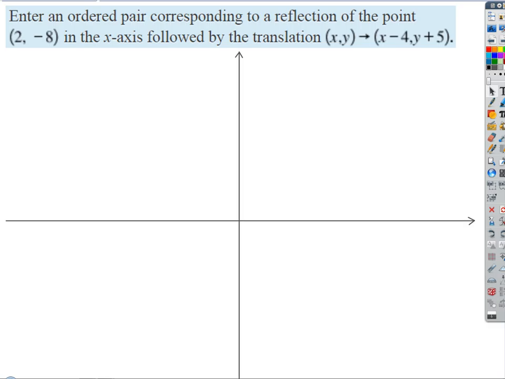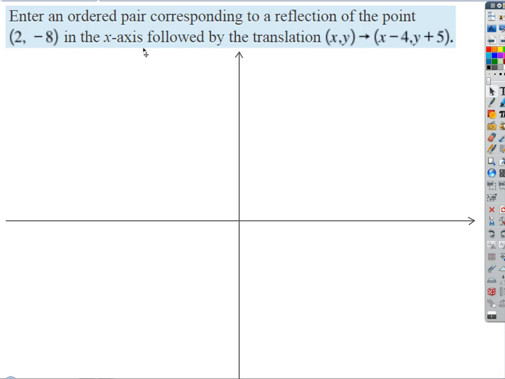This is nothing new. All we're going to do is compositions of transformations, which is just a fancy way of saying more than one transformation at the same time. So let's look at this example. We're going to do two things here. We're going to start with this ordered pair, and we're going to reflect it in the x-axis. That's the first thing we do, and then we're going to do a translation.